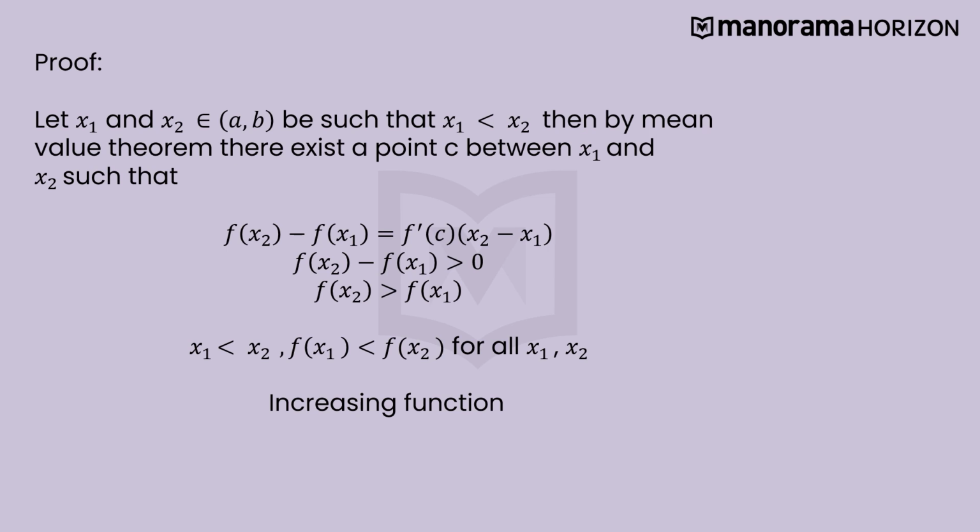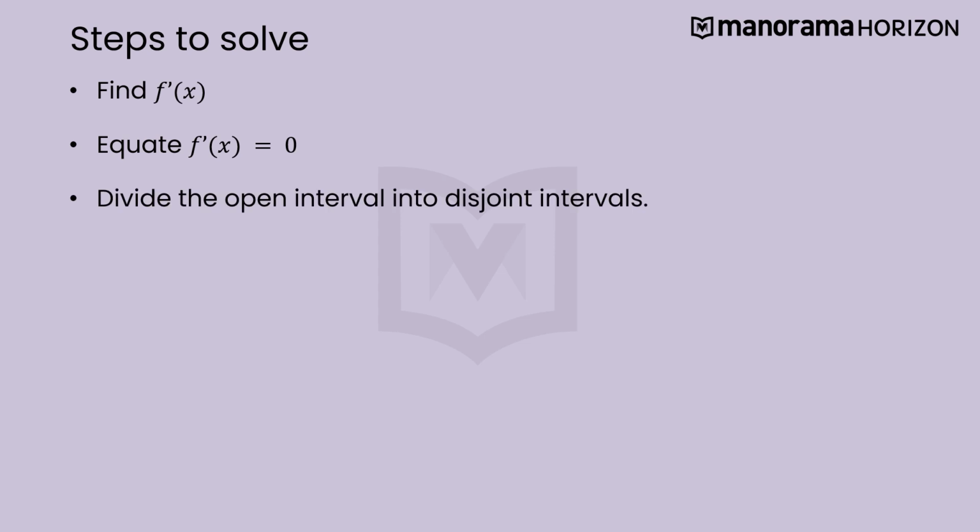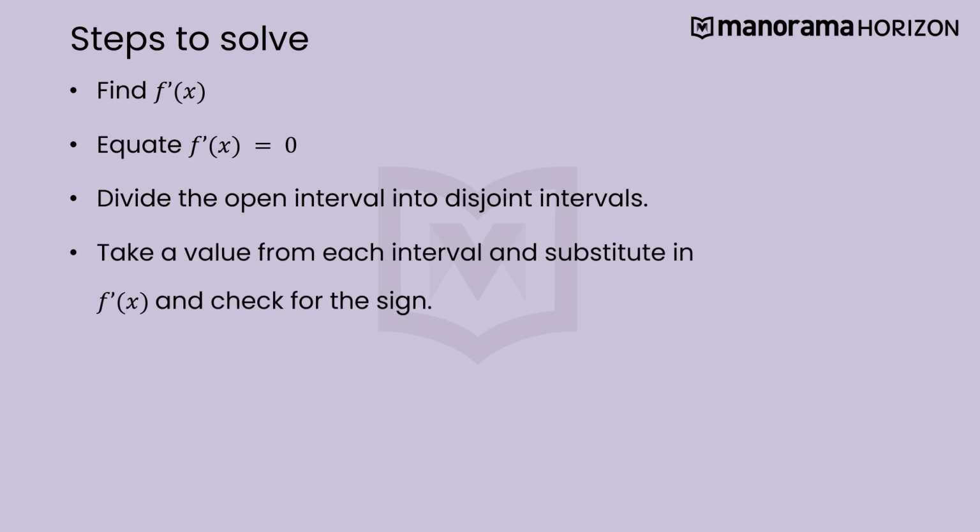Let us now discuss the various steps to calculate the intervals of a given function. Step 1: first, differentiate the given function to get f'(x). Then equate f'(x) equal to 0 to get the value of x. Then, with respect to x, divide the open interval into disjoint intervals. Next step, take a value from each interval, substitute in f'(x) and check for the sign.